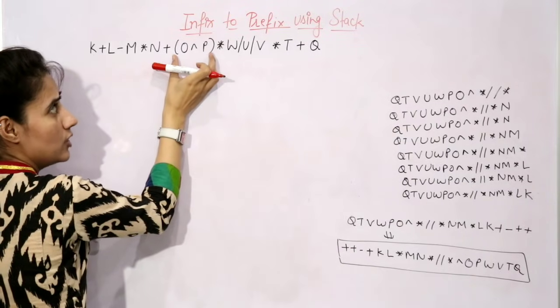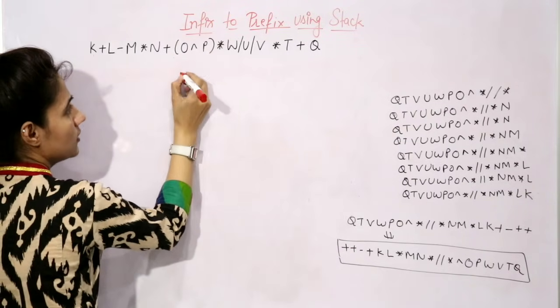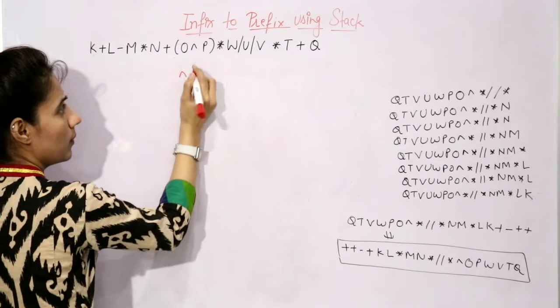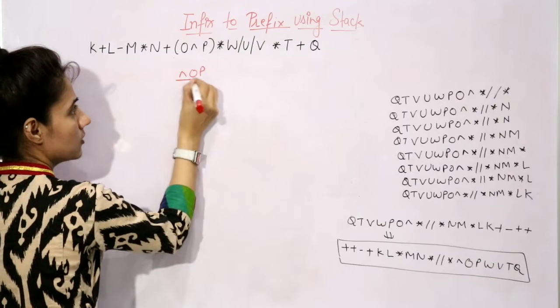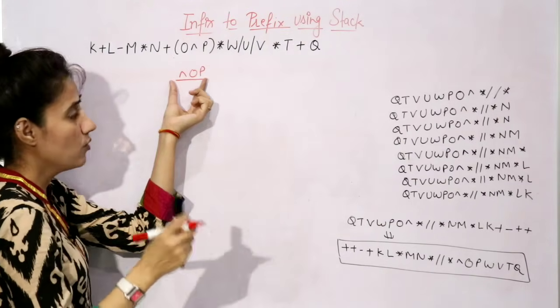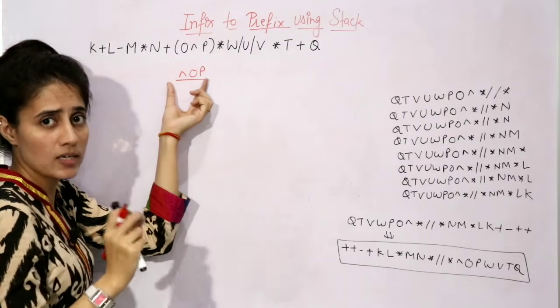Convert this into prefix. What should be the prefix here? This operator should be before these operands. So this is now a prefix of this one. So this is now one operand. This complete will act as an operand.